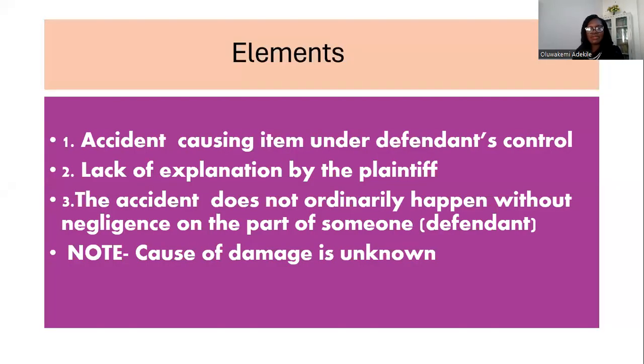The elements that we can pick from this statement are as follows. One, the accident-causing item is under the defendant's control. Two, that there is lack of explanation by the plaintiff. And third, that the accident does not ordinarily happen without negligence on the part of someone, the defendant, for example.